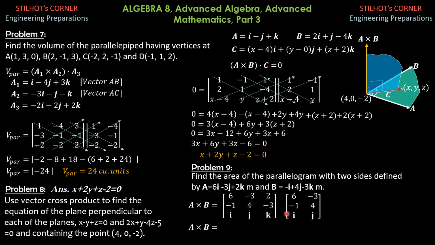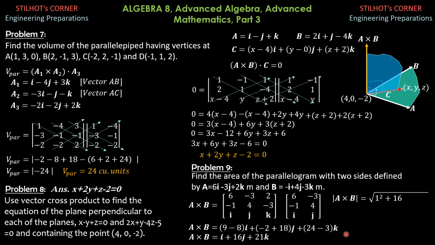Therefore, for i, negative 3 times negative 3, 9. So positive 9 minus 4 times 2, 8. So that's positive 9 minus 8, quantity i. For j, 2 times negative 1 is negative 2. Then minus negative 18, negative 2 minus negative 18, or negative 2 plus 18 is 16 of j. That's the value combining. Then for k, positive 24, then minus 3, quantity k. So quantity 24 minus 3 times k. Then simplifying, a cross b equals i plus 16j, then plus 21k.